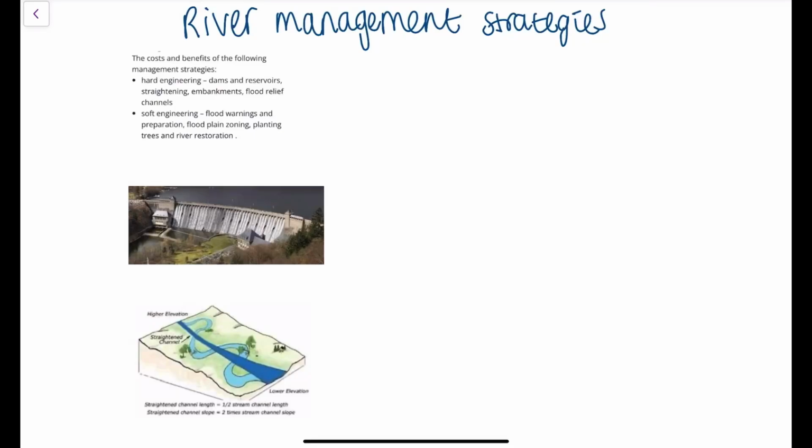This video is all about river management strategies, particularly focusing on hard engineering strategies. You need to know the cost and benefits of the following four strategies I'm going to talk you through. We'll first start with dams and reservoirs.